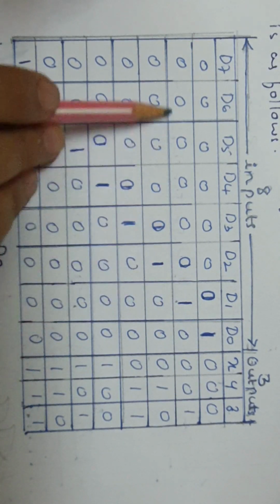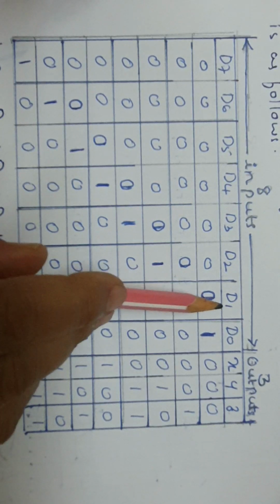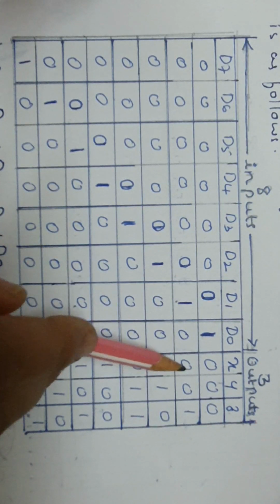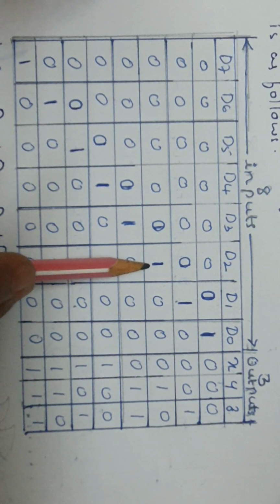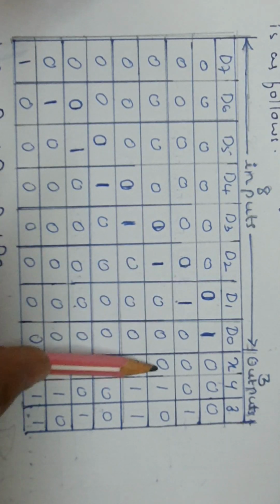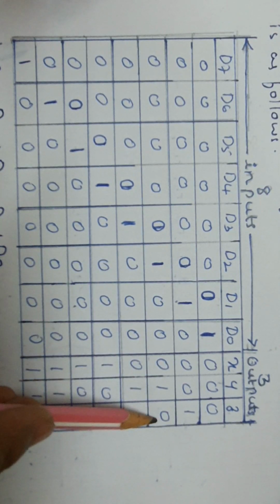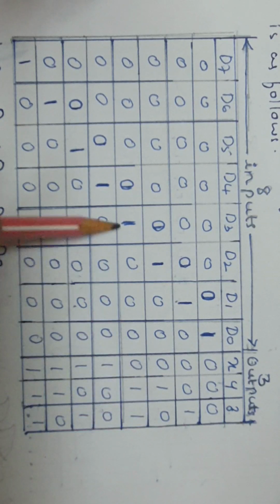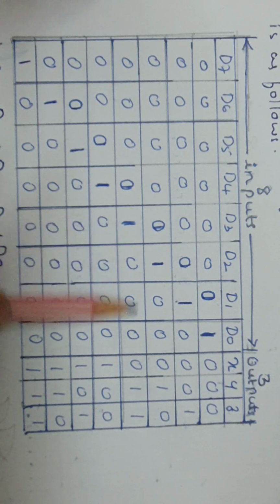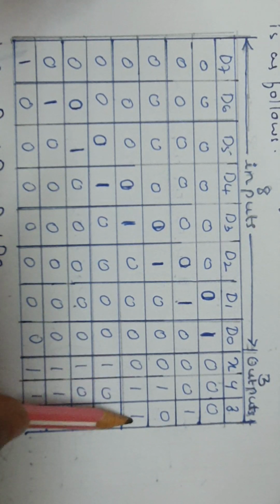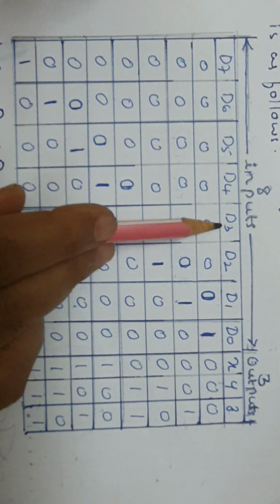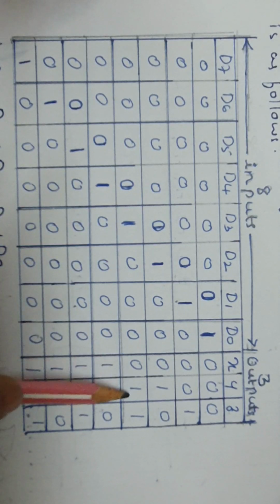Next, D1 is 1. Only that will be 1. So at the output side 0, 0, 1 will come. Next, D2 is 1. Only D2 is 1. So the binary encoding of 2 means 0, 1, 0. So the X, Y, Z output will be 0, 1, 0. Then D3 is 1. So 3 with 3 bits means 0, 1, 1. Hence the binary encoded output of octal input D3 is 0, 1, 1.